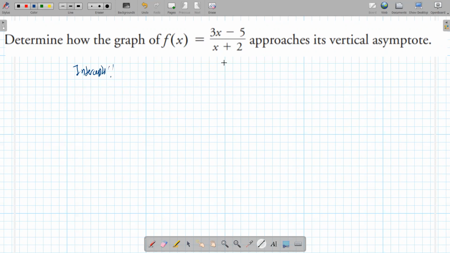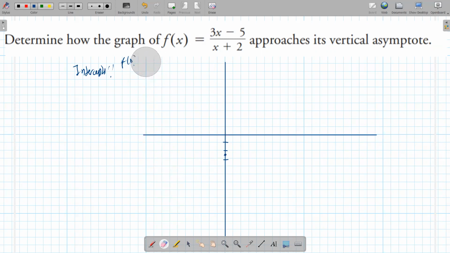So where is the y-intercept? The y-intercept is when x is 0. So we just find f of 0, which is -5 over 2. So -5 over 2, that's -2.5. So right there is our y-intercept. Let's find the x-intercept.